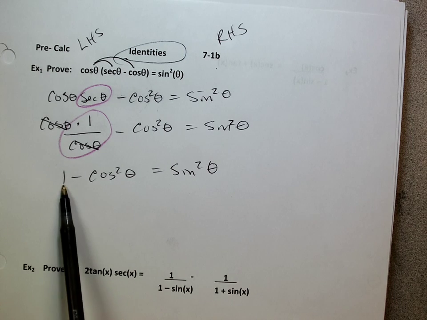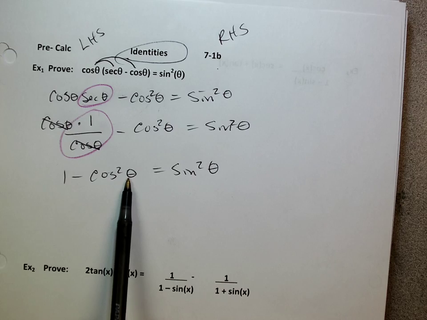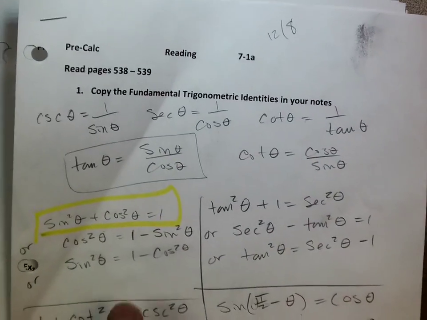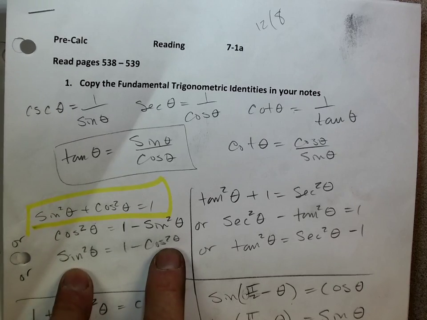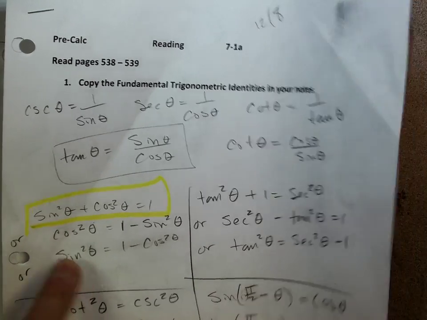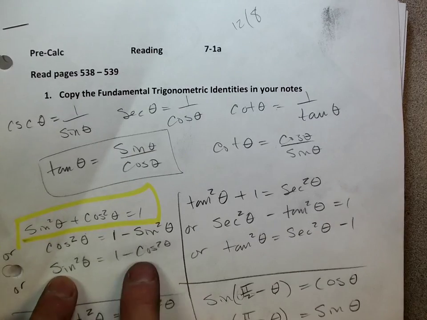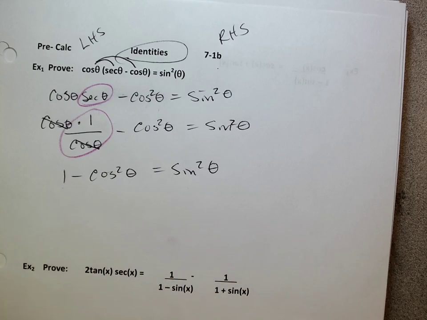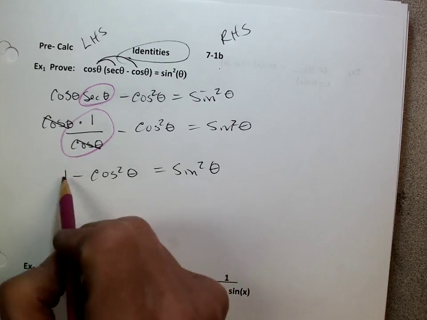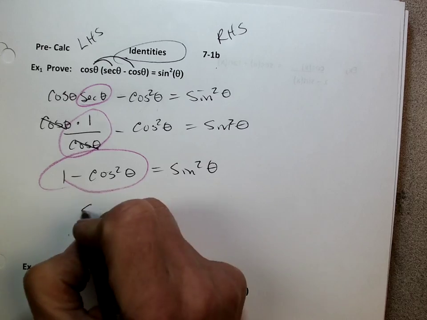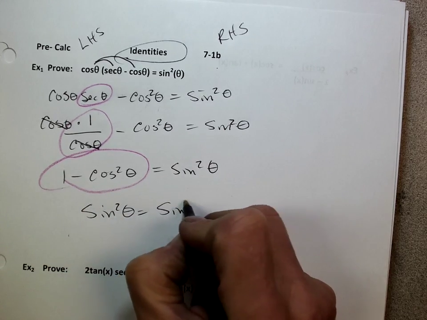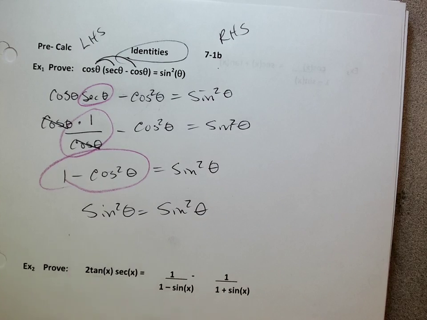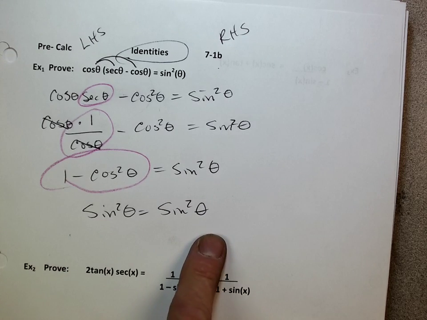You could either make the 1 minus cosine squared into a sine squared, because that is right there. You've got a 1 minus cosine squared equals a sine squared. Or you could make the sine squared into 1 minus cosine squared. The simplest form is really just to change this one here into a sine squared, and then you're done. So I'll change that one into a sine squared. So I have an identity. Sine squared theta is equal to a sine squared theta. You have an identity. If the left-hand side is exactly equal to the right-hand side, you're done.